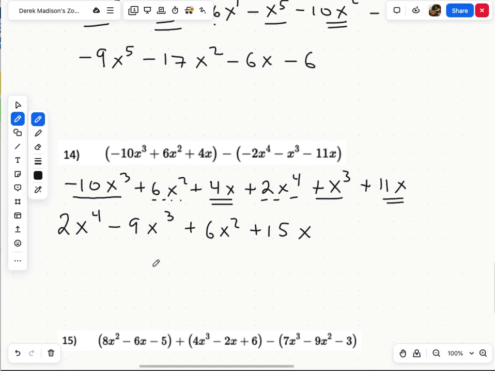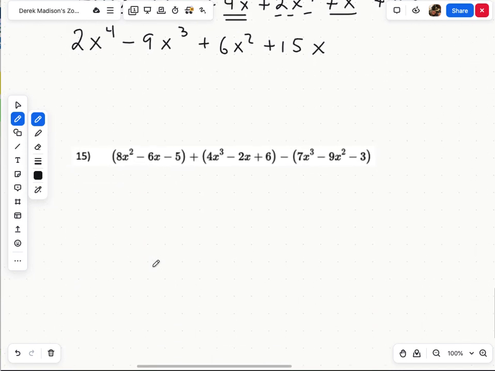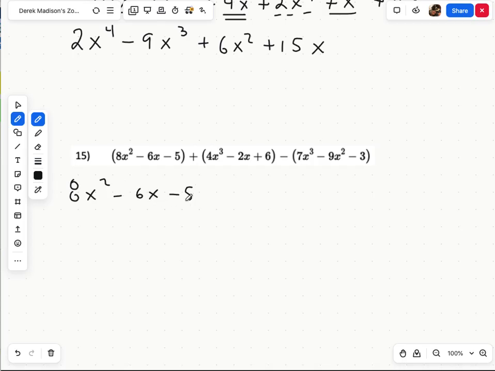Just double check and make sure I didn't mess anything up. Nope. And then this is the last example, same thing, just an extra piece. So again, I like to rewrite it without the parentheses. So 8x squared minus 6x minus 5. This is a plus, so those parentheses aren't actually doing anything, so we'll just rewrite this out. That one's a minus, so that one I do need to make sure that I get distributed through the parentheses. So that'll be a minus 7x cubed, flips that to a plus 9x squared. Minus would be plus 3.